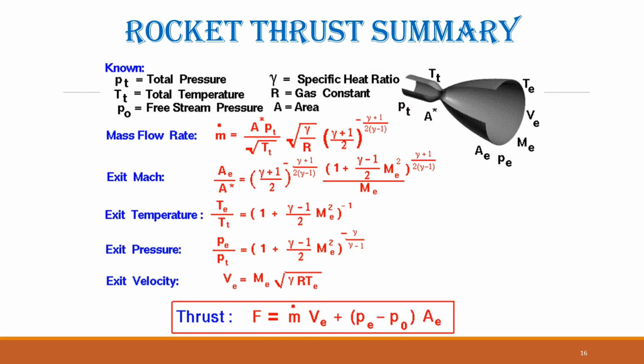Rocket thrust summary. This diagram is a complete summary of how a rocket produces thrust, starting from the conditions inside the combustion chamber and ending with the thrust force that pushes the rocket forward.